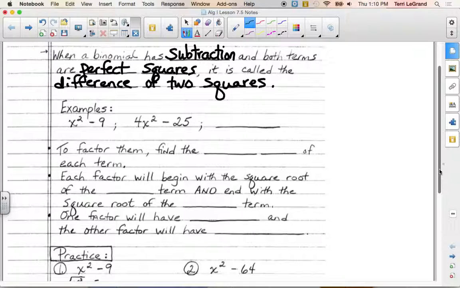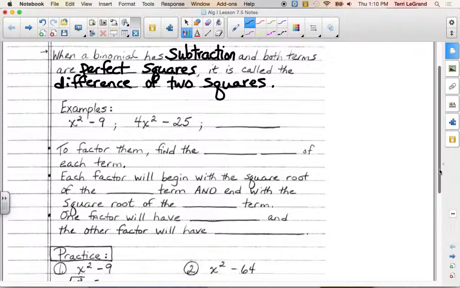Okay, give me some examples of what you wrote there. Patience, what do you have? 49x squared minus 25. That works. I like that one. Give me another one. John? 16x squared minus 64. That one works. Let me hear one more. x squared minus 4. That works.